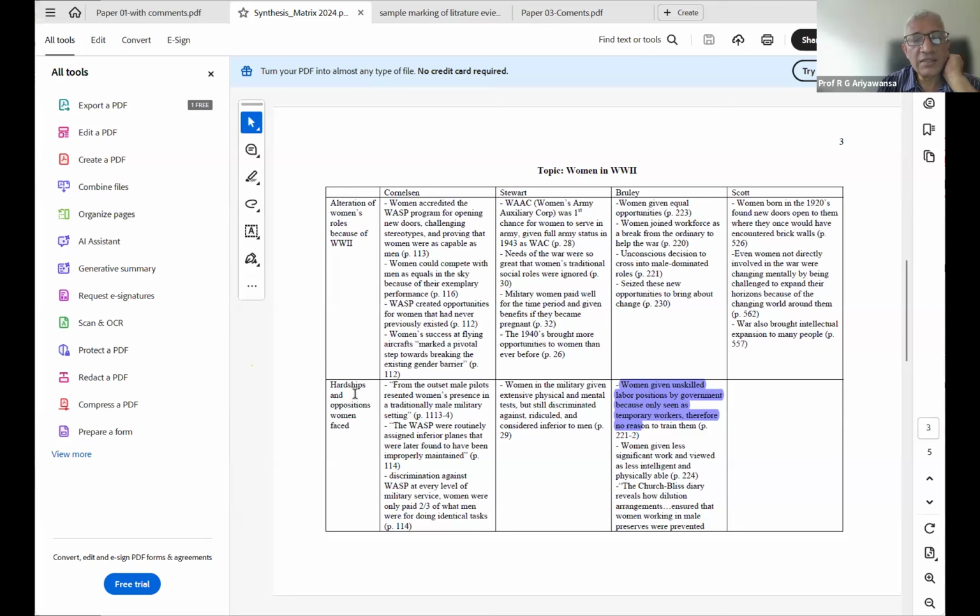And second, they wanted to know the hardships and opportunities, the oppositions women faced, the issues and problems that women might have faced. So these are the changes of women's role, and these are the issues faced by women during World War II. These are the main areas these researchers might have covered.